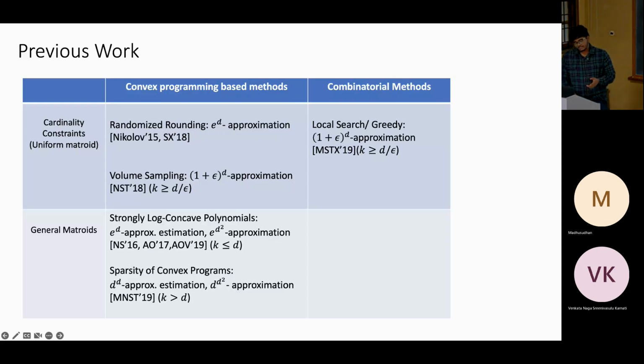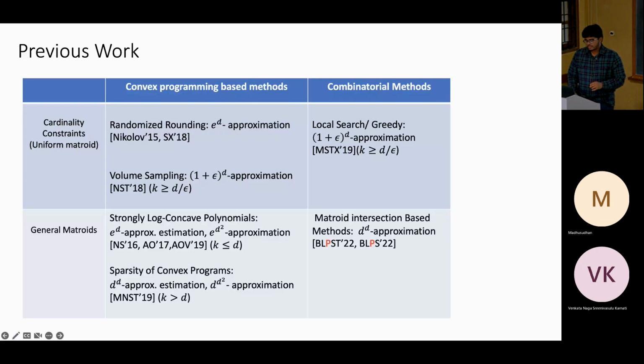And this is when k is less than or equal to d. And for k greater than d, you use convex programming, and you get a d to the d approximate estimation and d to the d square approximation. As you can see, these are all very bad guarantees with a lot of heavy computation. Combinatorial methods are in general, as I said, light. So as of now, we have a d to the d approximation when k is more than d, and k to the k when k is less than.